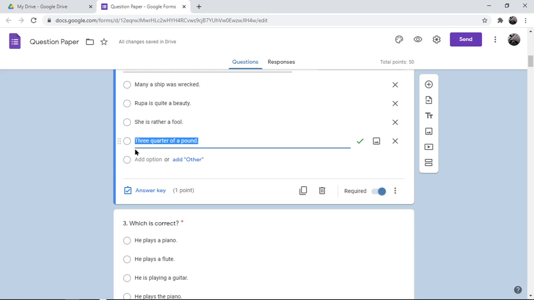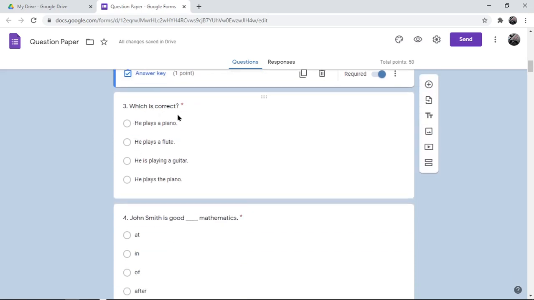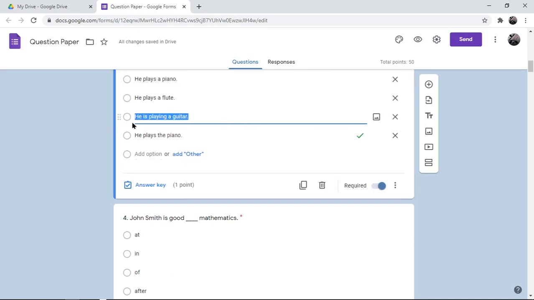And now come to the next question. Which is correct? Okay, so you have to choose the correct answer. He is playing a guitar, and what is the correct answer? Okay, so this is the correct answer.